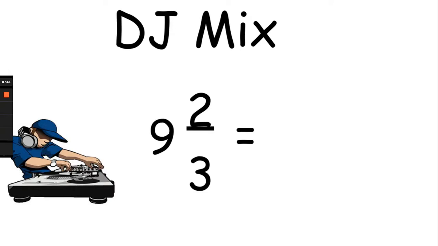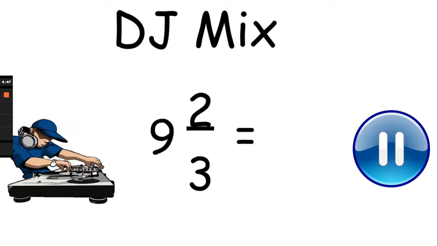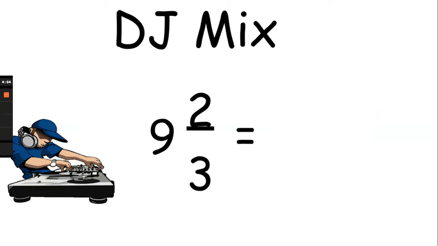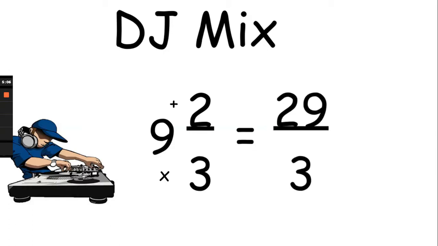DJ Mix again. This time he's got a mixed number, 9 and 2/3. Pause the video and convert this into an improper fraction. Okay, let's see how you got on. I need to know how many thirds are hiding within that 9 whole. So I'm going to multiply 9 times 3, and I'm going to add the 2/3 that I already had. That gives me 29 thirds. Notice how the denominator has stayed the same.